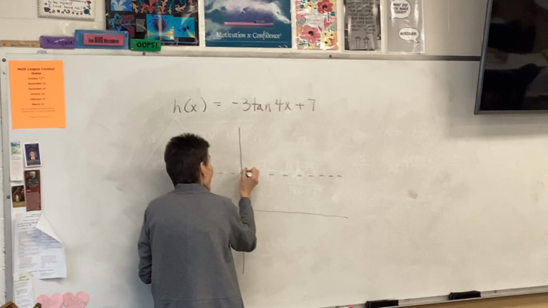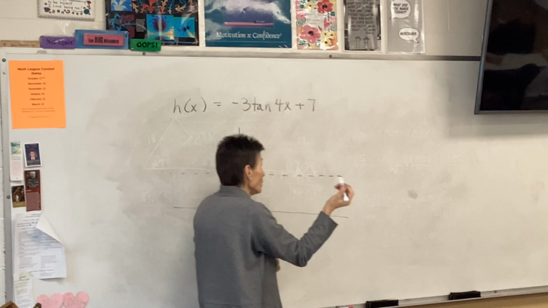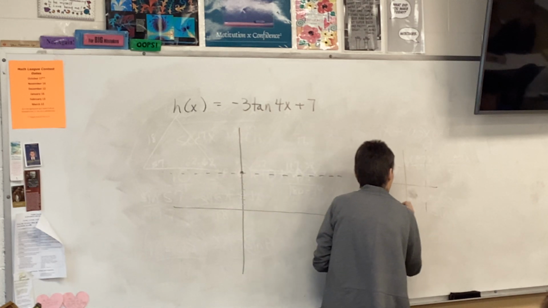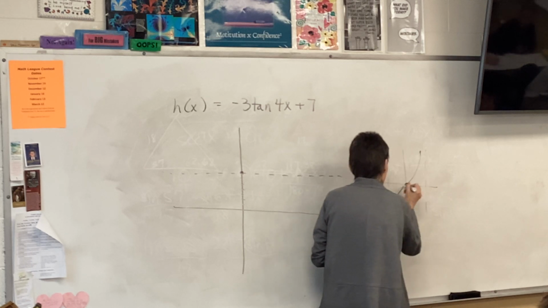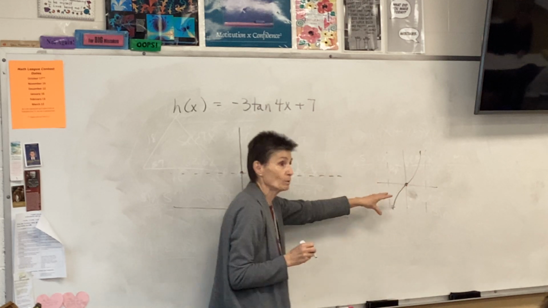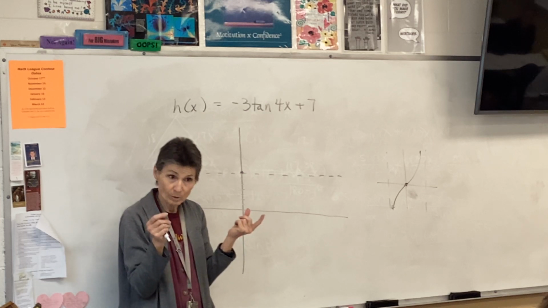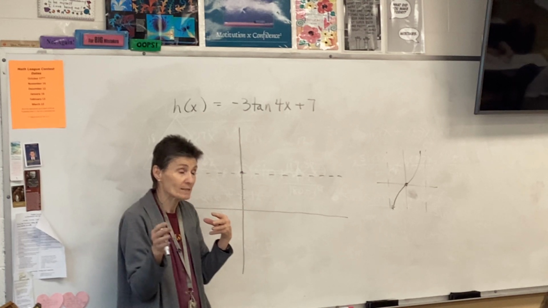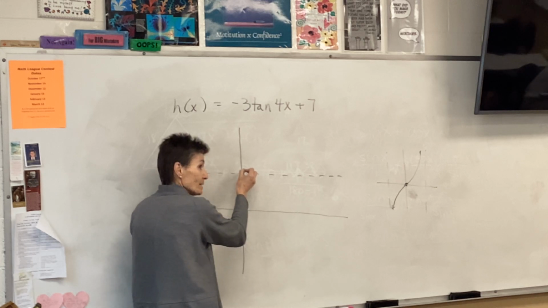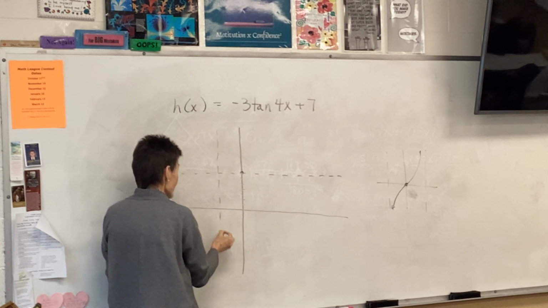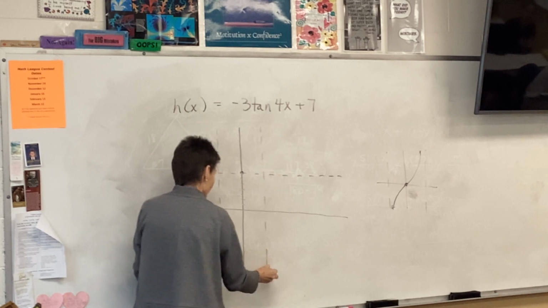So the dot in a normal tangent curve, the dot is at the origin, and that has not moved. That is your normal tangent right there. I haven't moved it. I've done other things to it, but I haven't slid it sideways. So that dot's gonna stay right there. On either side of that dot, there is an asymptote.